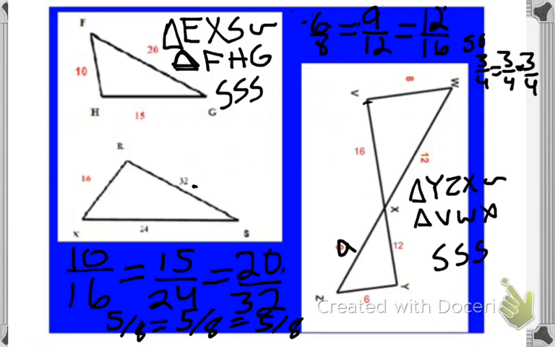Alright, and then we look over here at this one. And these sides, we have two different triangles here. And I did the smallest again. We got 6, 6, and 8. And then we got 9 and 12, 12 and 16. Simplify each one of those and I end up with 3/4, 3/4, and 3/4, which shows me that triangle YZX is similar to VWX, which satisfies the postulate side.